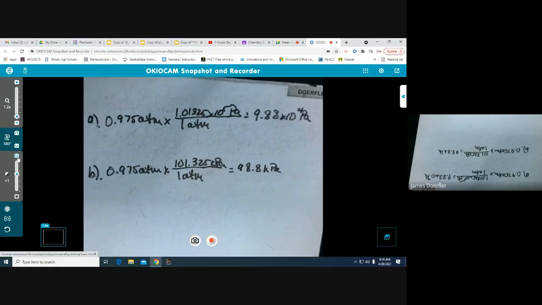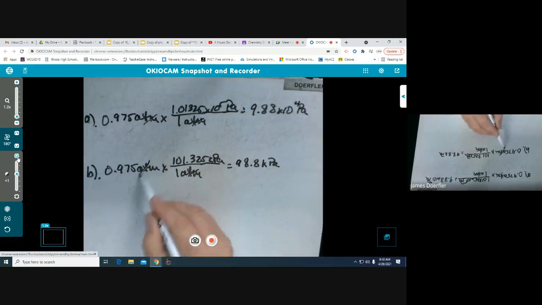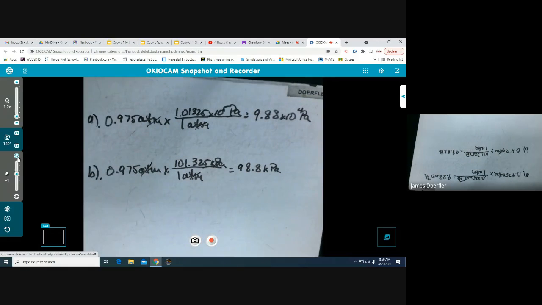Again, since we're using scientific notation with powers of 10, you need to use parentheses. For B, atmospheres to kilopascals, again, its conversion factor is 101.325 kilopascals is equal to 1 atmosphere. Again, the atmospheres cancel out, and we should get 98.8 kilopascals. We do a lot of conversions in this chapter, so just so you know, it's going to become like second nature to you.